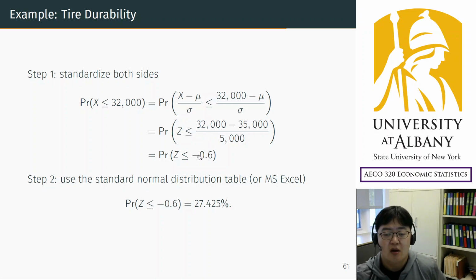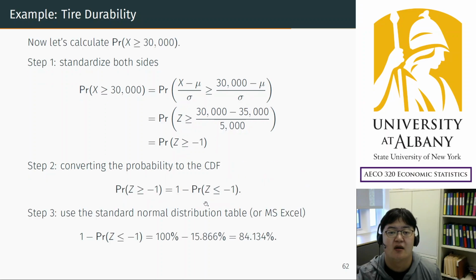So in the end, you just need to find the probability smaller than minus 0.6 from the standard normal distribution, right? You may use Excel, and if you plug in minus 0.6 into the standard normal distribution formula, then you will get 27.425%. This is the answer. The probability that a tire is worn out before 32,000 miles is 27%.